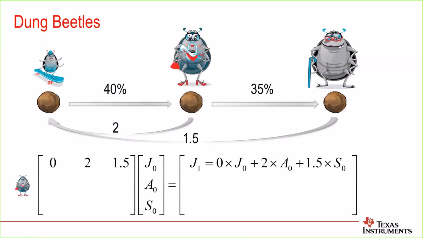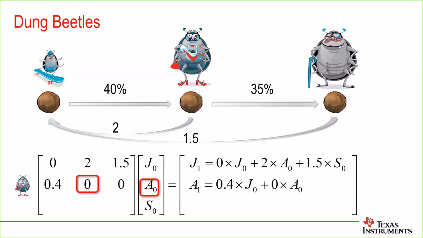So our second row is about the adults. So we know that 40% of juniors will then progress to become an adult. 0 adults will become adults in the next generation, and of course the seniors don't contribute either. And as I said, you can see the zeros starting to populate in our Leslie matrix.